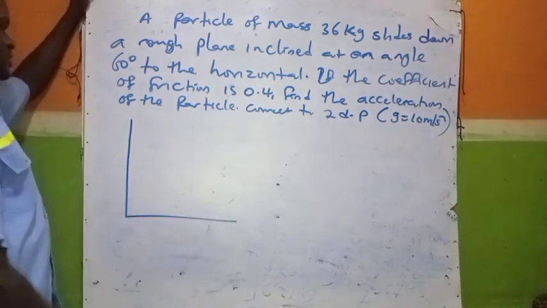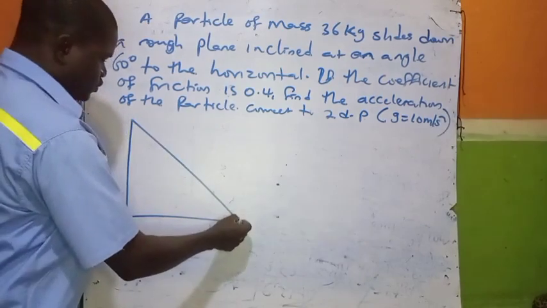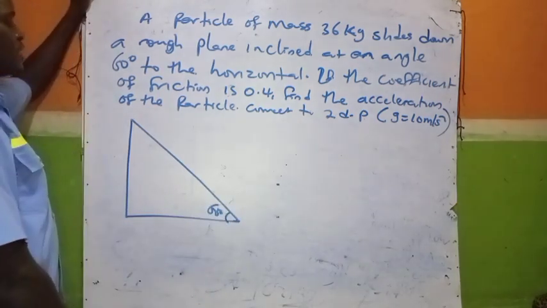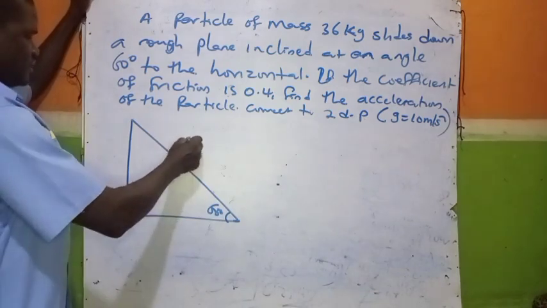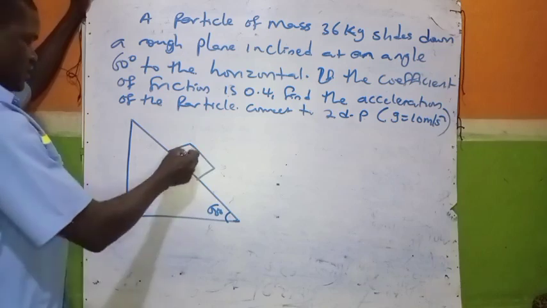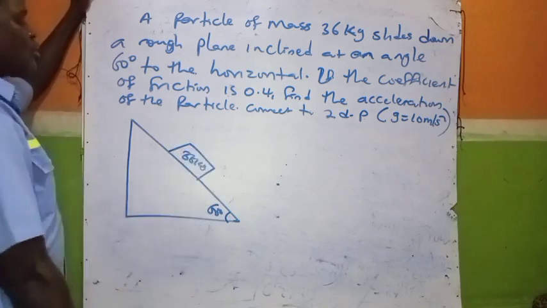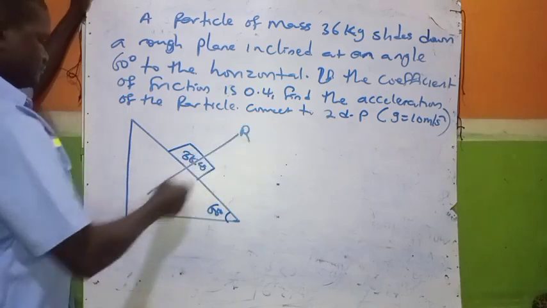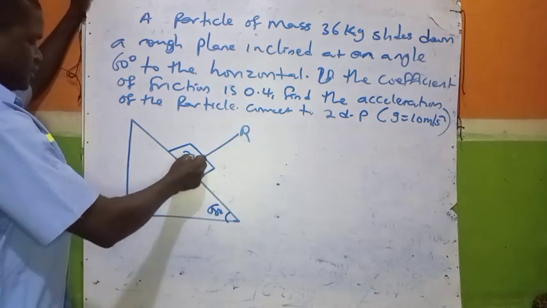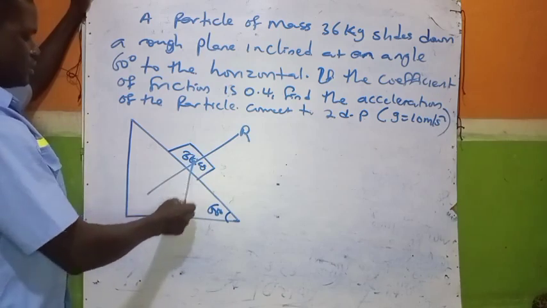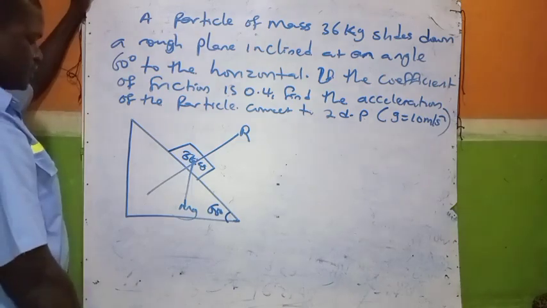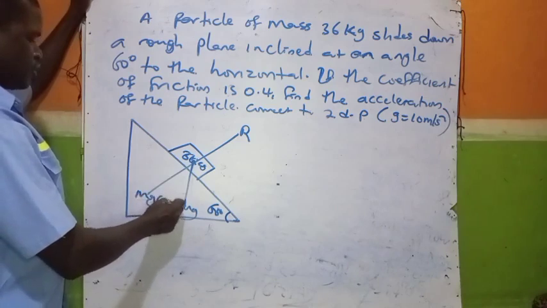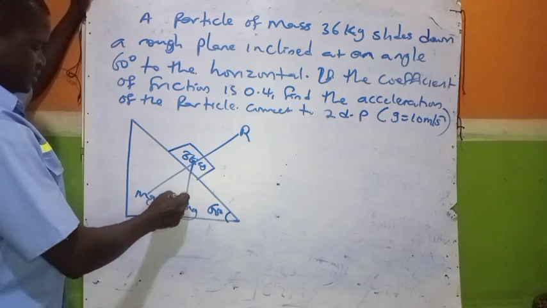So what you have here is an inclined plane like this. You see it's a rough inclined plane, with angle 60 degrees. Here you have the load on it, of mass 36 kg. So you have the normal reaction here, you have mg, and then here you have mg cos 60 degrees.